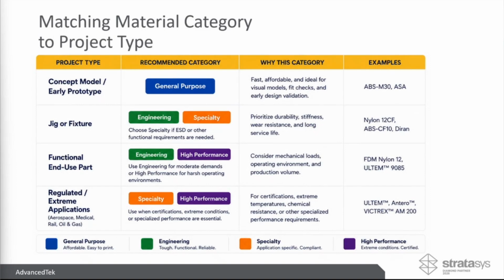You have a regulated or extreme application, like aerospace or medical. Probably want to go with your specialty or high performance materials. For certifications, extreme environments or specialized performance are essential, especially when you're looking for certifications, extreme temperatures, chemical resistance, or other specialized performance requirements. Some materials like your Ultems, your Antero, or your Vitrex AM200.